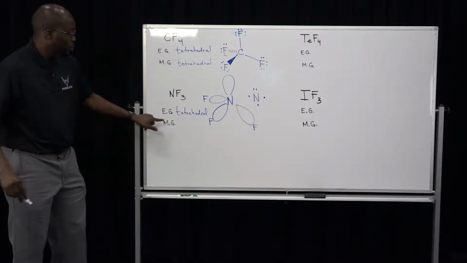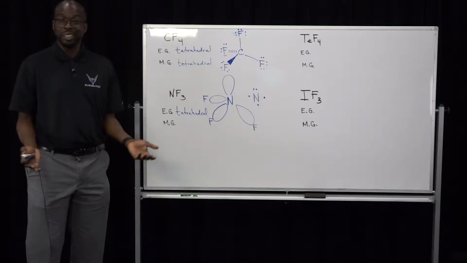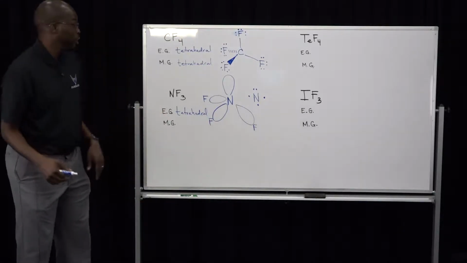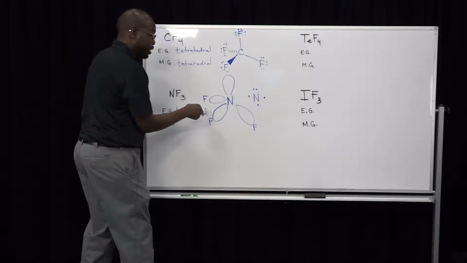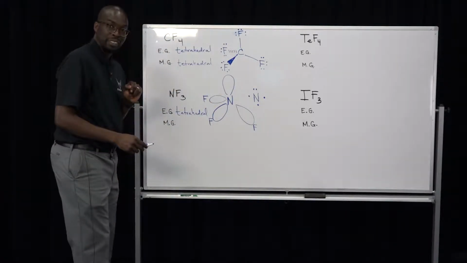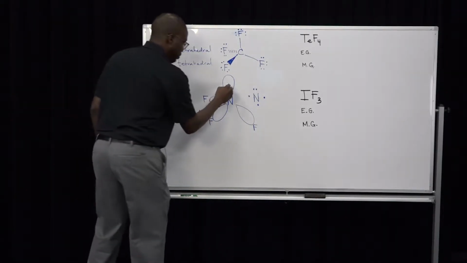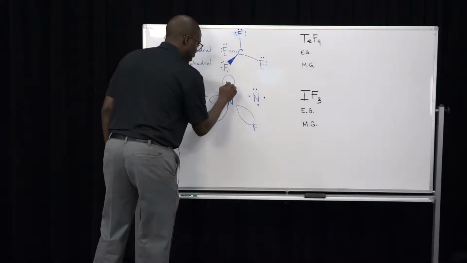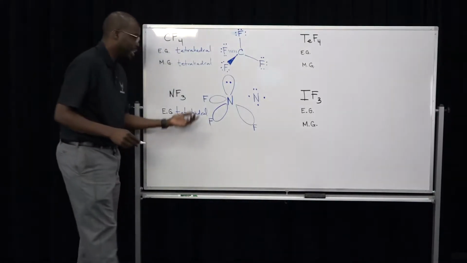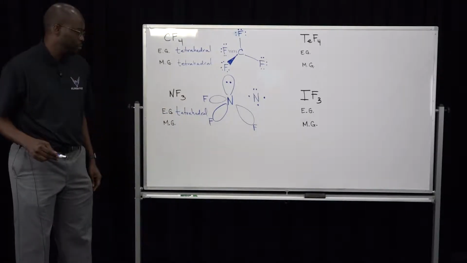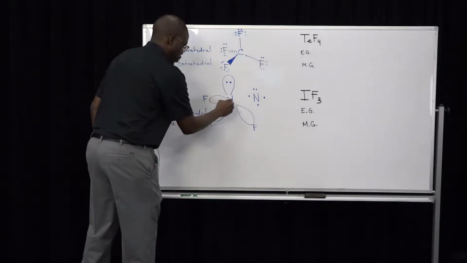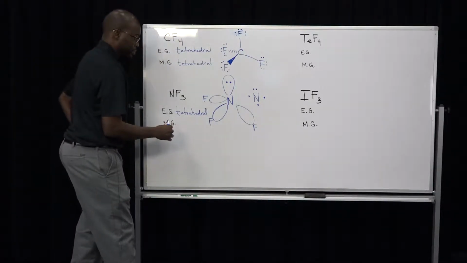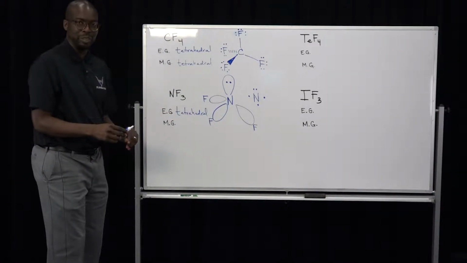The molecular geometry, however, is going to differ. Why? Because we have 4 charge clouds, but only 3 bonded atoms. So that means that nitrogen is going to have a lone pair of electrons on the central atom. So, with that being said, for the molecular geometry, it's not going to be tetrahedral.